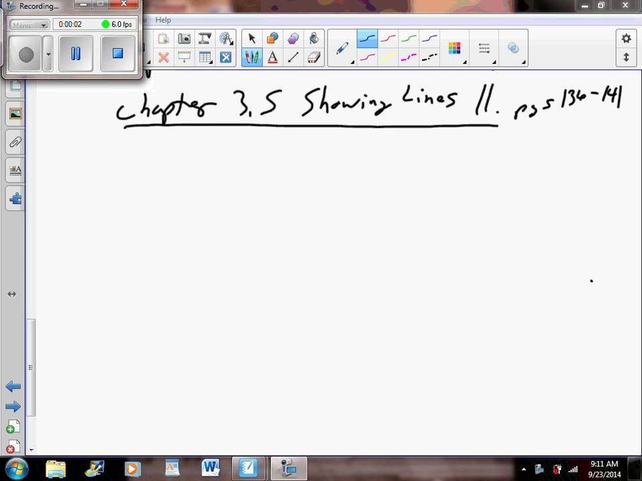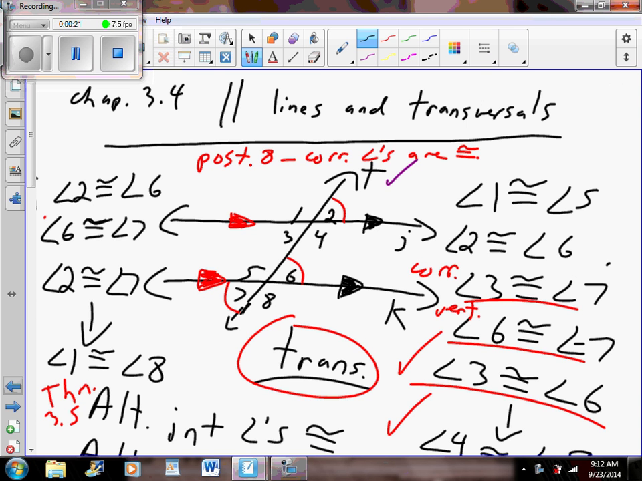Okay, we're in chapter 3.5 today. We're going to be showing lines parallel. All right. So what we're going to do today is basically the reverse of what we were doing in chapter 3.4. In chapter 3.4, we were investigating what took place when you had two lines that you're told are parallel.